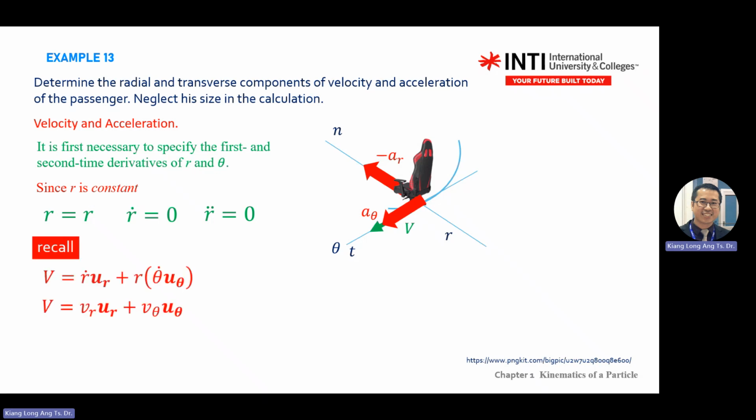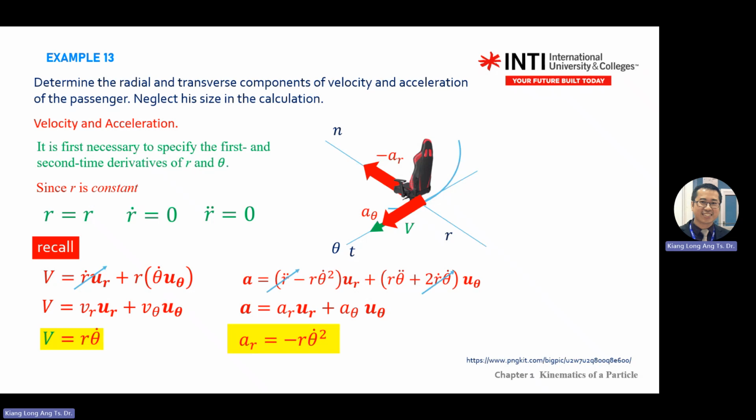So again, write the equation. v something, a something. Okay. Substitute accordingly. You know that r doesn't change. r dot is 0, r double dot is 0, cancel here, cancel here, cancel here. At the end, you arrive at one simple equation. This is what is expected.